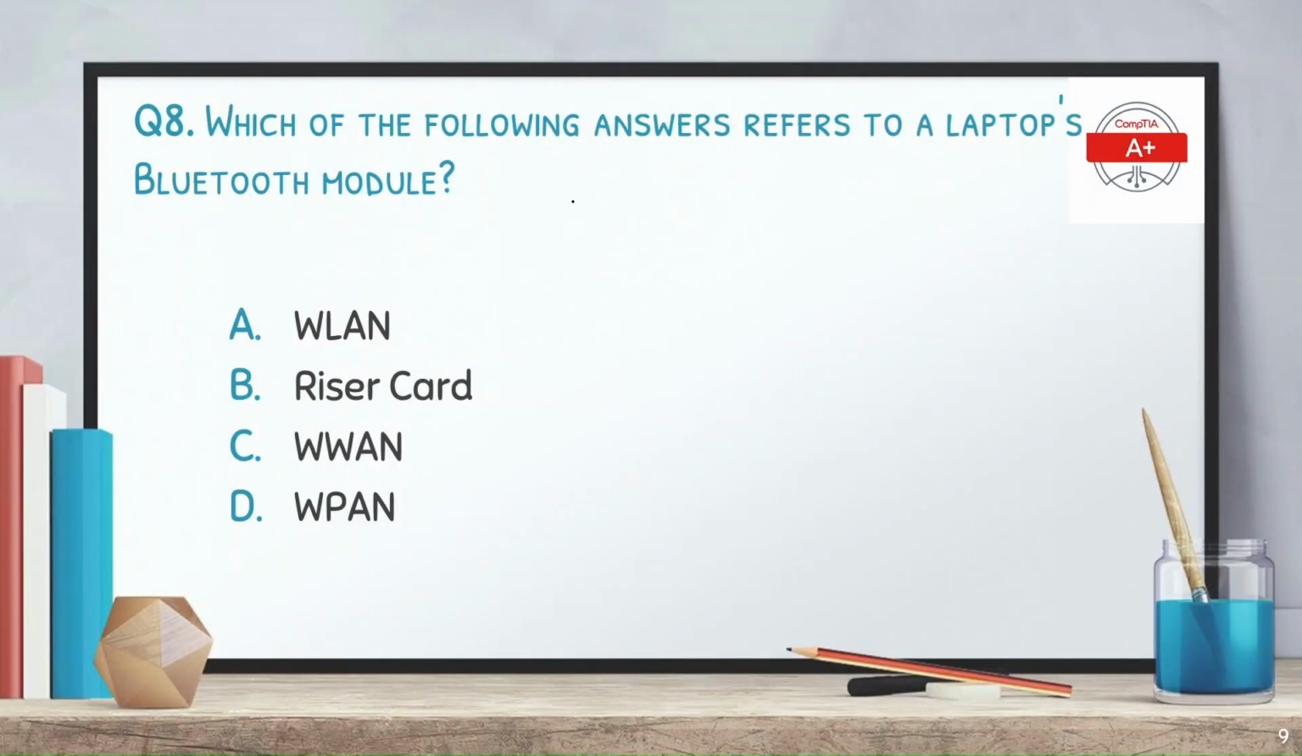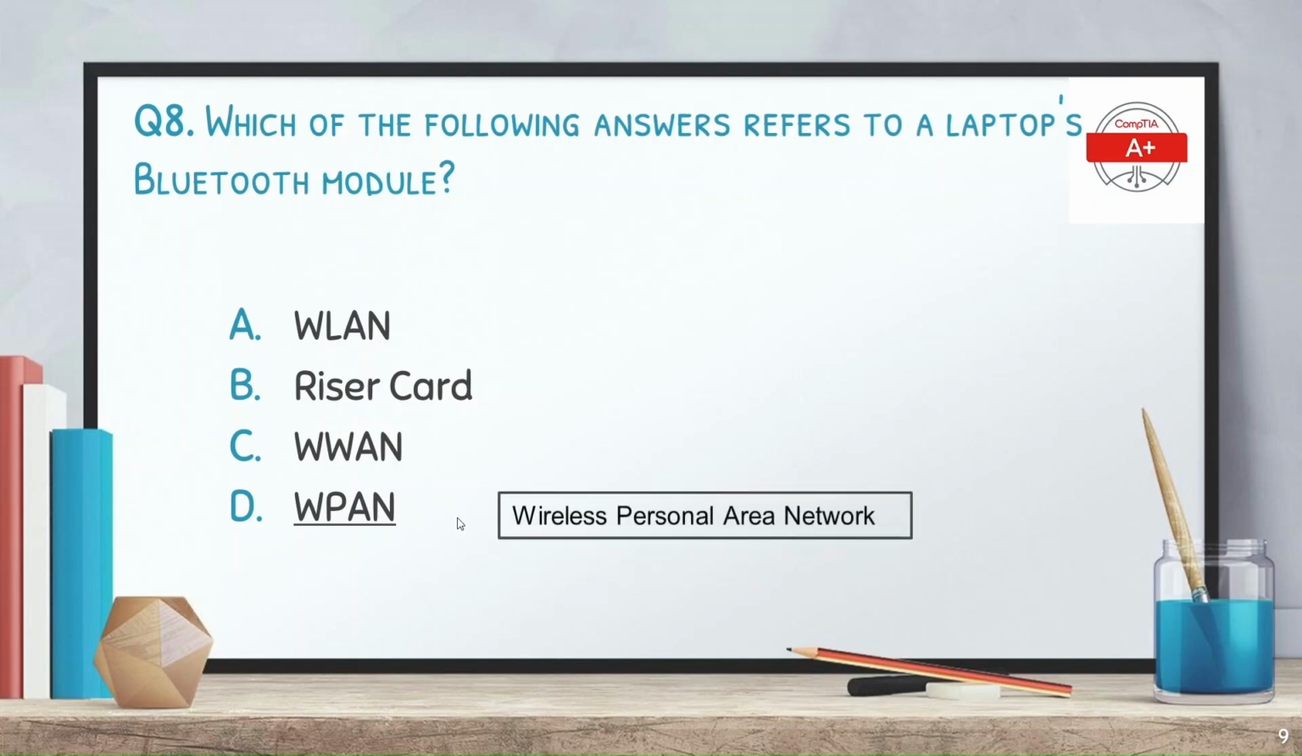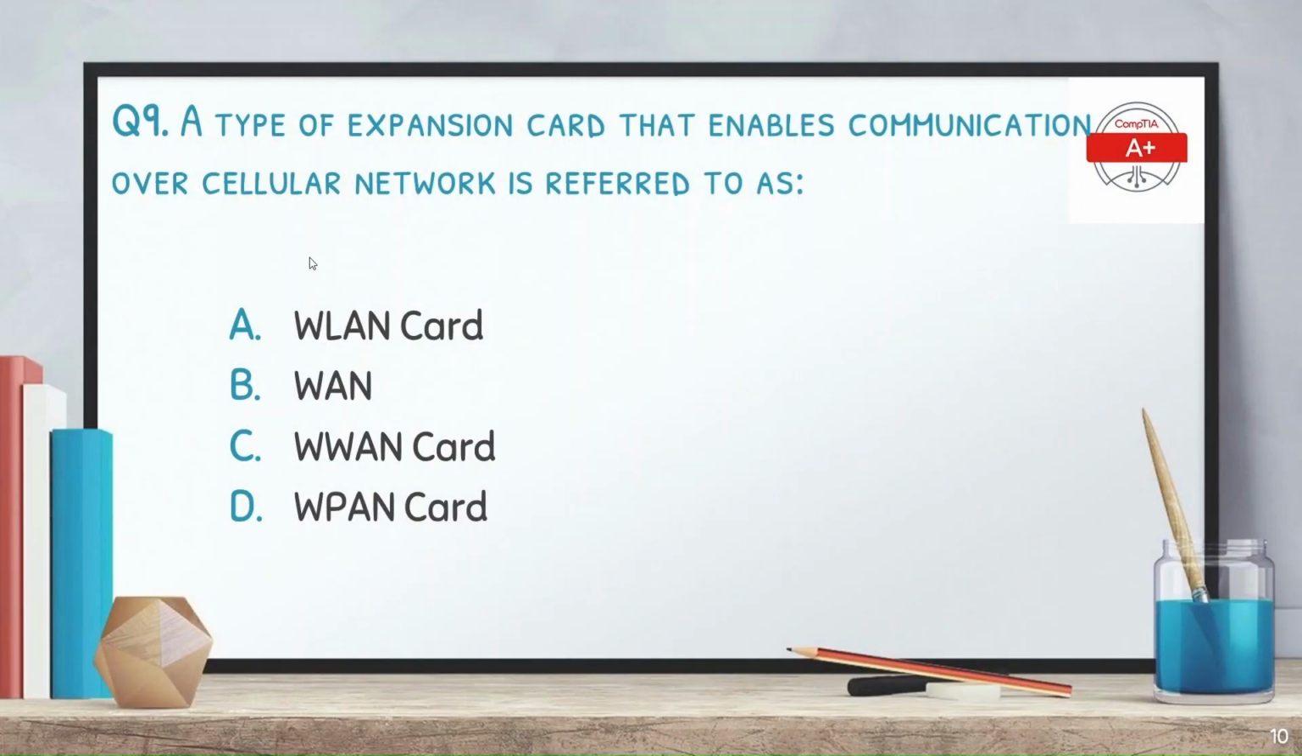Question number 8: which of the following answers refers to a laptop's Bluetooth module? The options are A, Wireless LAN or WLAN, B, riser card, C, WWAN or wireless wide area network, and D, WPAN or wireless personal area network. The correct option is D. Bluetooth refers to the wireless personal area network. It has a limited range as compared to the wireless LAN or WWAN.